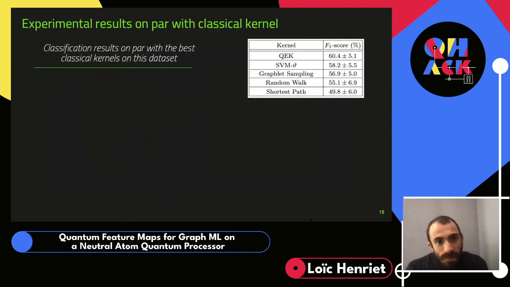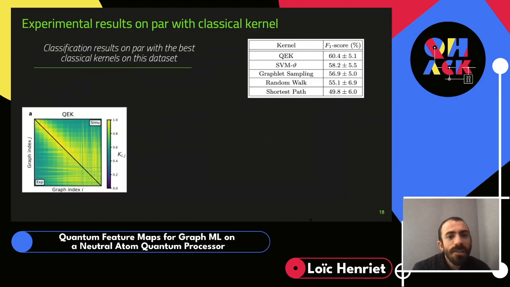So let's go to the results. The first result that we obtained is that the quantum procedure achieved classification performances which are on par with the standard classical kernels. You can see a summary of the obtained scores in this table. We show the F1 score, which is a metric to quantify the performance of the classification for various kernels. The quantum evolution kernel, which is the procedure I described, achieves a relatively good score, comparable to the best performing classical kernels. So that's very interesting.